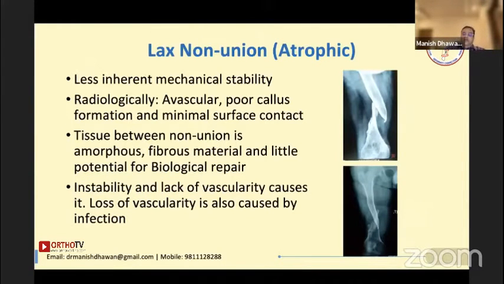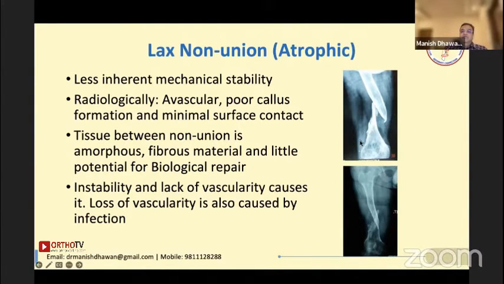Now, coming to lax non-union. For your practical purpose of surgery, it is lax and stiff. So we first come to the lax non-union. This is the atrophic type. It has less inherent mechanical stability, is radiologically avascular, with poor callus formation and minimal surface contact. The tissue between the non-union is amorphous, fibrous material with little potential for bone repair. Instability and lack of vascularity cause it, and loss of vascularity is also caused by infection.